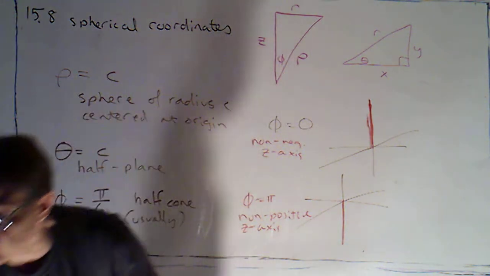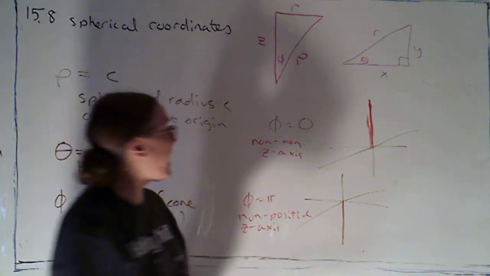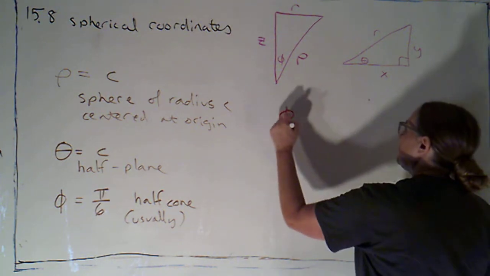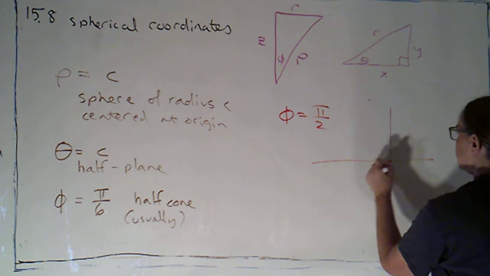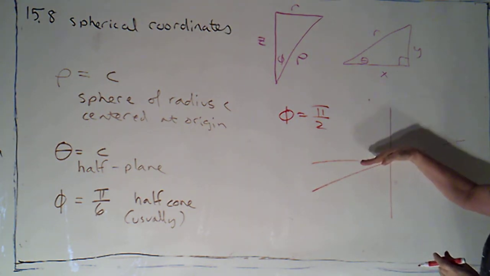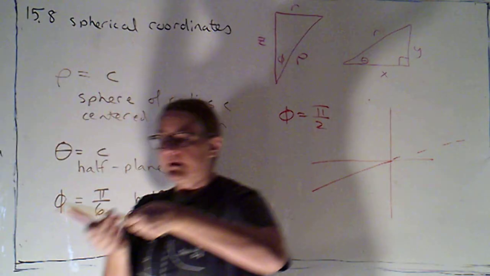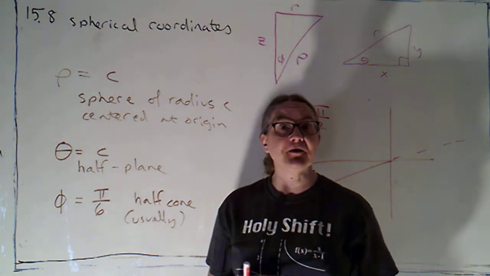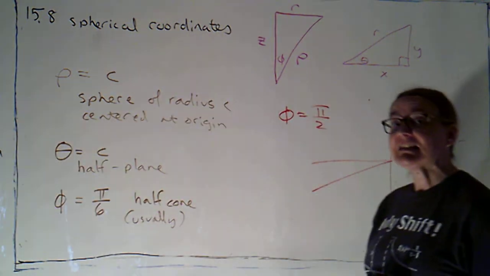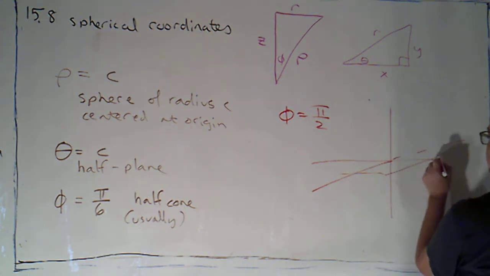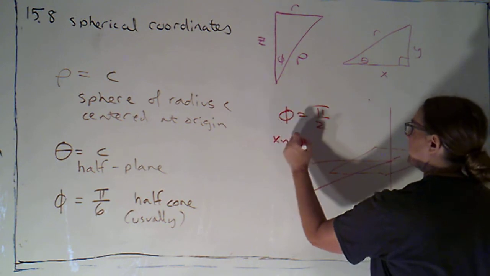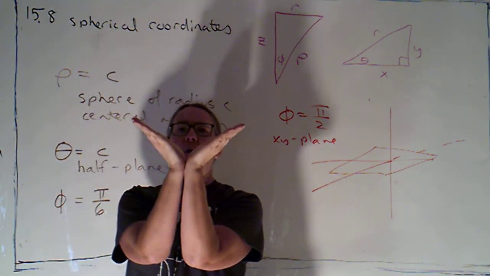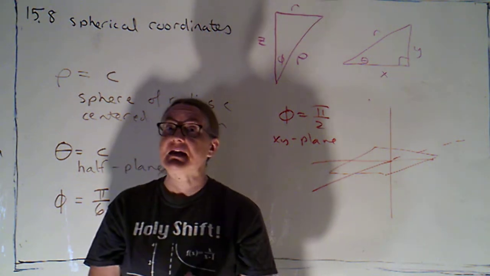The other special case that we get is what if phi is pi over 2? So let's take a look at that. If phi is equal to pi over 2, that would mean I had rotated down so that I was on the xy plane. I'm on the xy plane, but theta can be whatever it wants to be, and rho can be whatever non-negative number it wants to be. That's going to sweep out the entire xy plane. Now I can sort of think of that as a cone. It's just a cone that was getting wider and wider and wider, and it got so wide that it completely flattened out and became a plane.